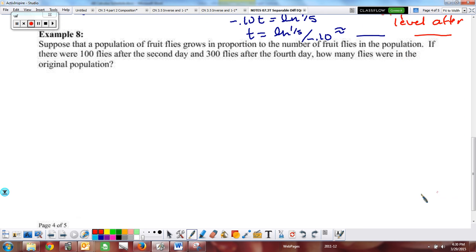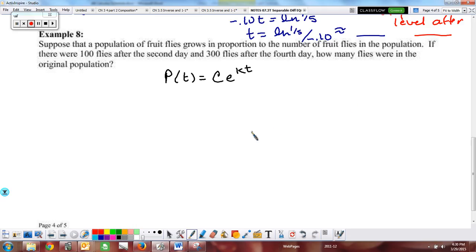All right, let's take a look at 8 and see how that one works. So we have a population of fruit flies. They're growing in proportion to the number of fruit flies. The rate of change is in proportion to the number of fruit flies. So we pretty much know that our population P of t is going to be C e to the kt. See, look, I didn't even need to use calculus there. Once I know the rate is proportional to the number you have, hey, it's exponential growth. That's all the calculus is using.